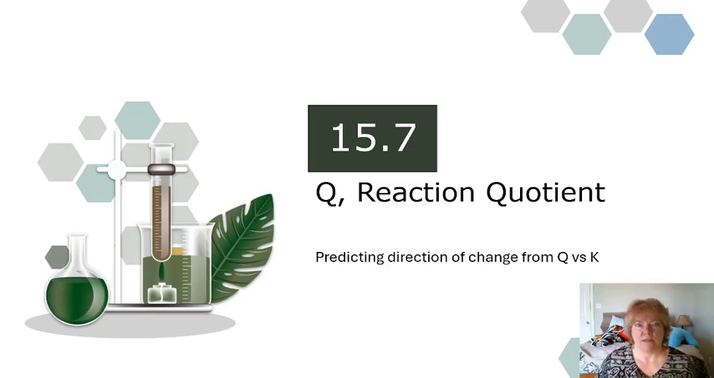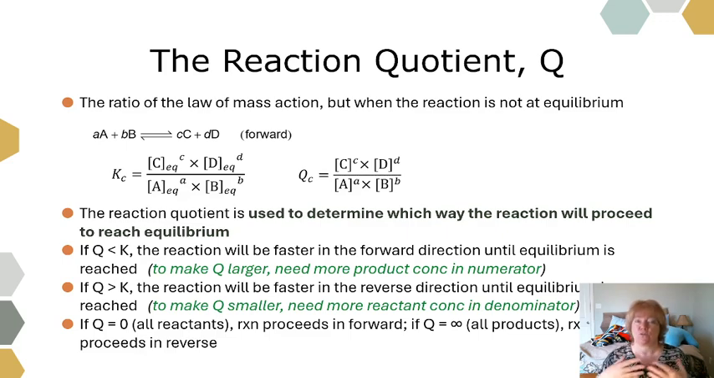One of the more complicated things is when I'm talking about a reaction that's not at equilibrium, how can I predict the direction of change based off of this Q, this reaction quotient? All right, first let's define the reaction quotient.